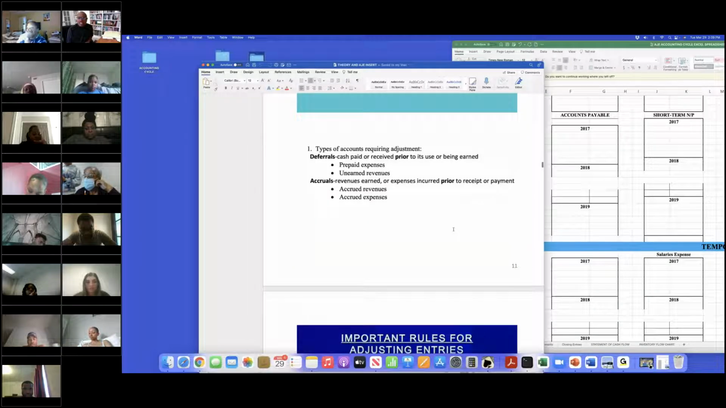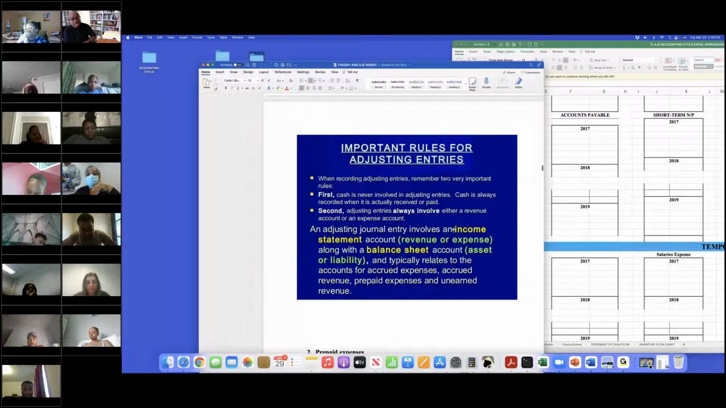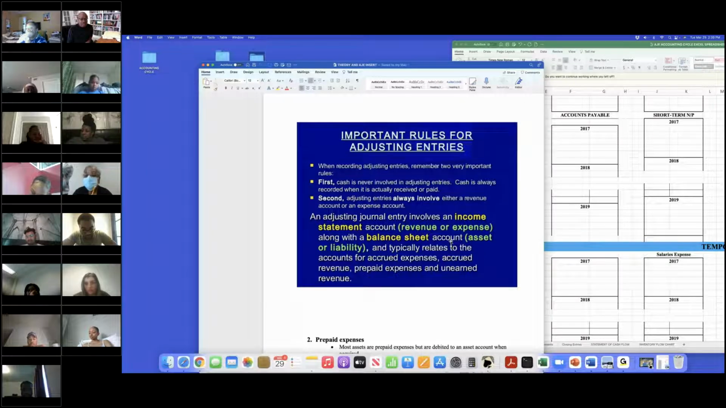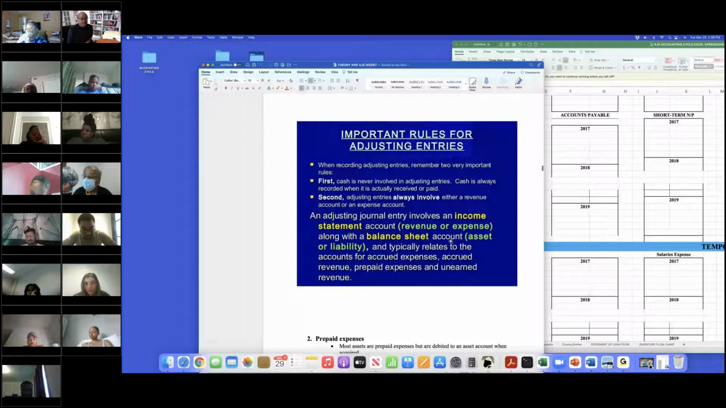Important about adjusting entry: cash is never in the adjusting entry. It may be in a preceding entry or a succeeding entry, but it's not in the adjusting entry. Secondly, there's always an income statement account and a balance sheet account involved.